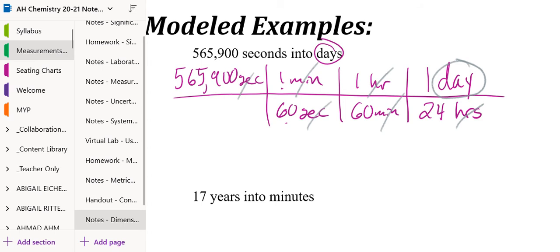You can also, if you don't want to take those steps, just start at the beginning: 565,900 times 1 divided by 60 times 1 divided by 60 times 1 divided by 24. Now, do you need to do the times 1 or divided by 1? No. You can if it helps you keep up with where you're at, but you don't have to because multiplying or dividing by 1 is going to give you the same thing. So you guys practice typing that into your calculator, and then let's talk about the answer.